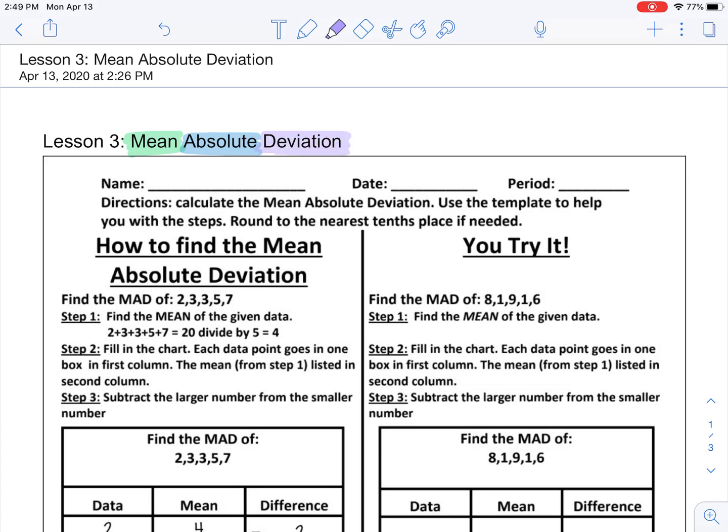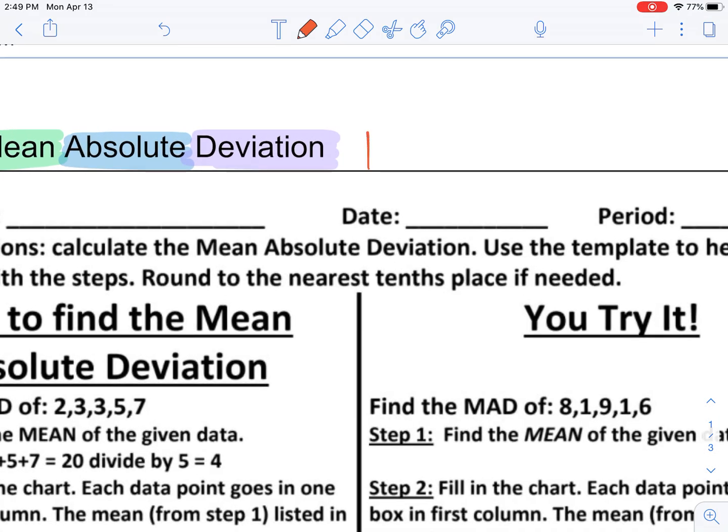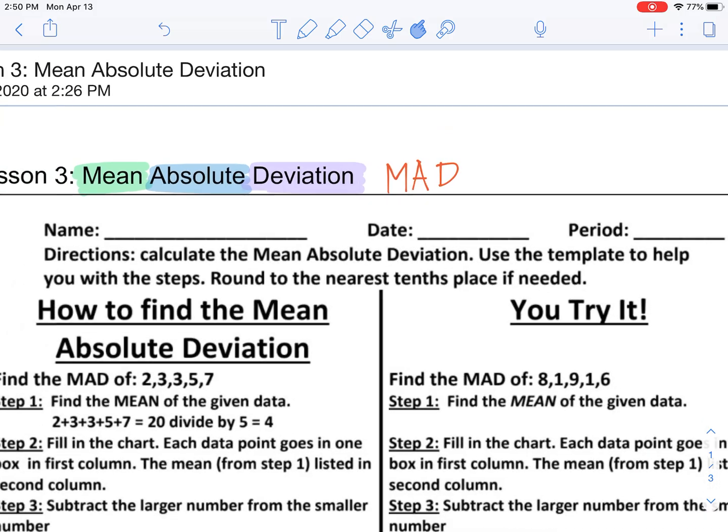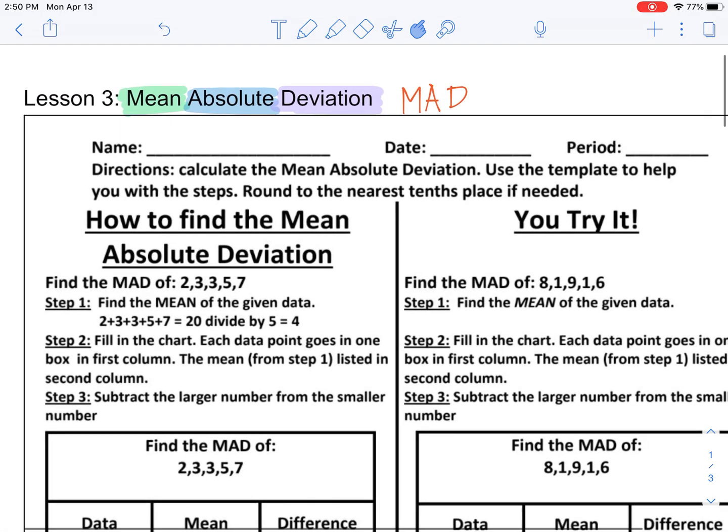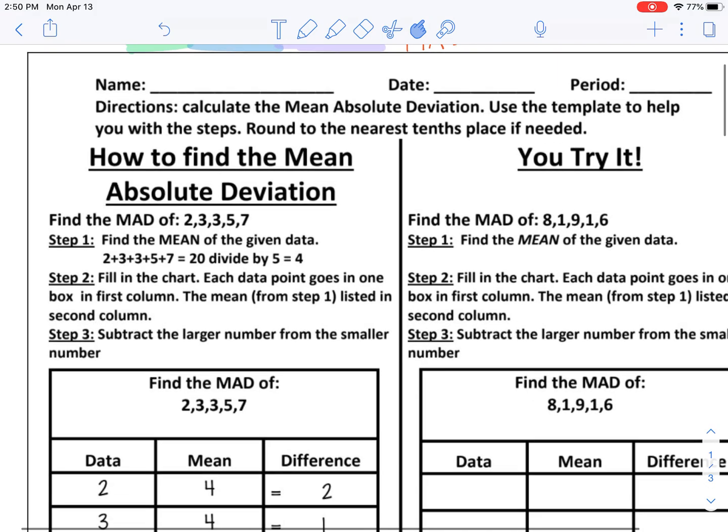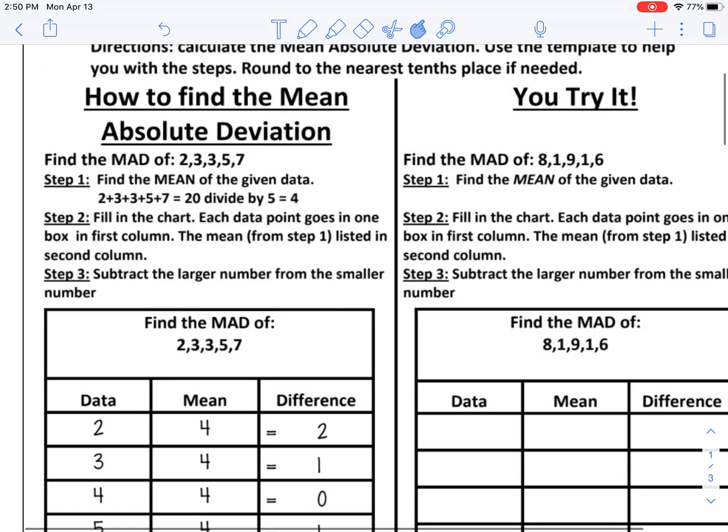So when we do this, we'll break down what these three words are, and also the fact that a lot of times we call this "find the MAD," where we take the first letter of each of those words and use those in our directions. So starting out with how to find mean absolute deviation, we're going to look at find the MAD of 2, 3, 3, 5, and 7.